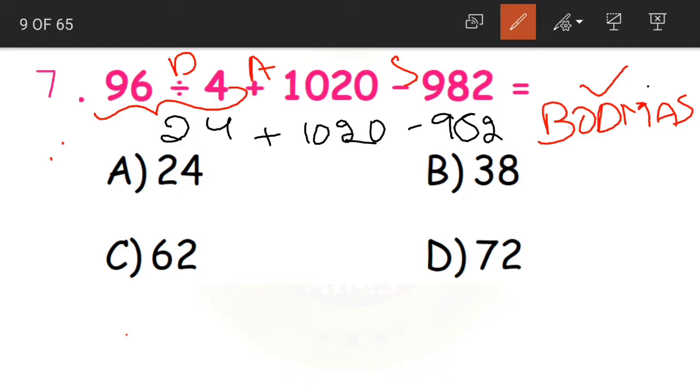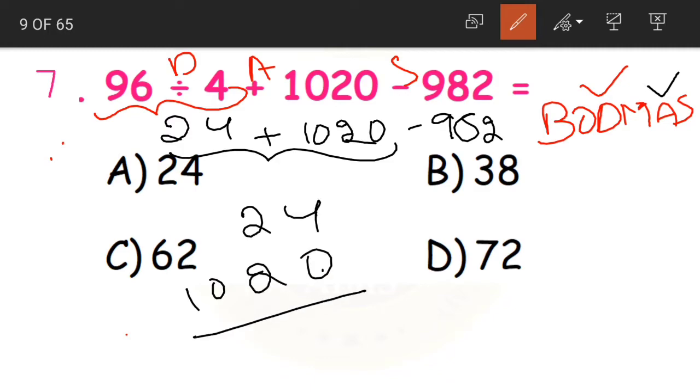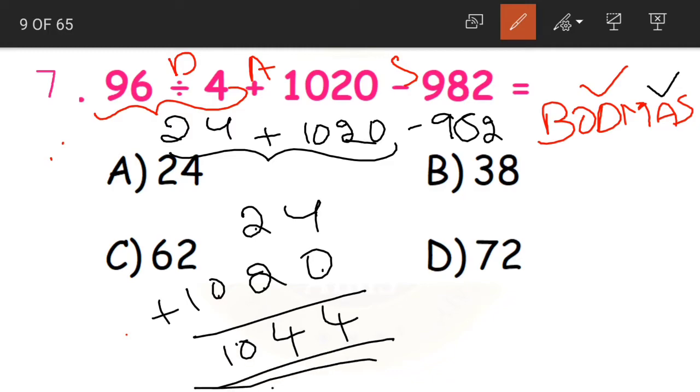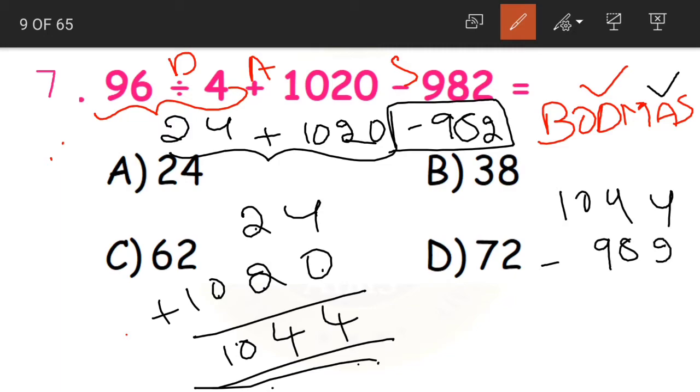Now next what should we do? Addition. So let us add 24 plus 1020. 0 plus 4, 4. 2 plus 2, 4. 0 and 1. What is our answer? 1044. Now from that what should we do? We should subtract 982. Yes, children?